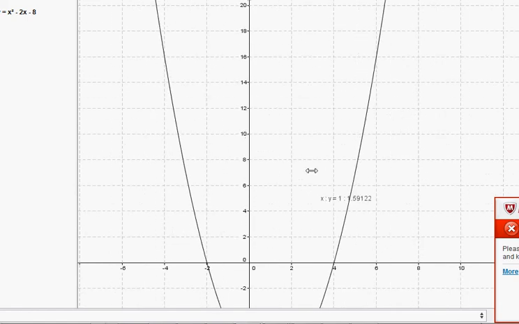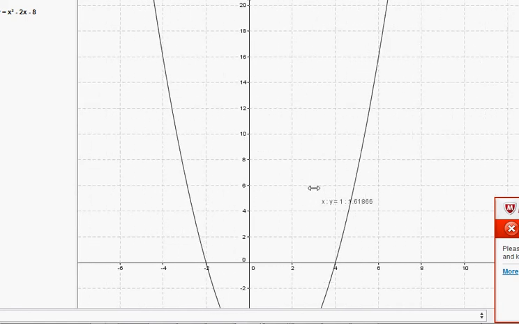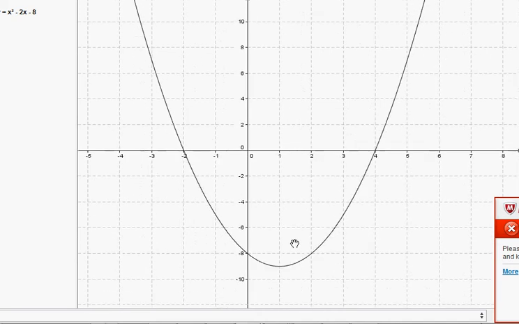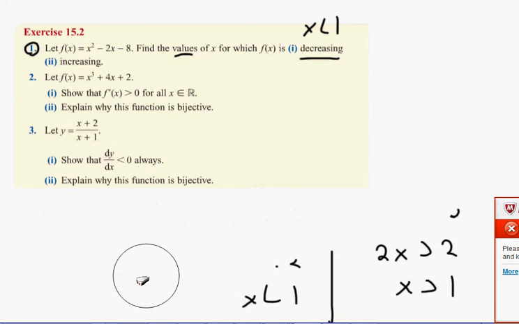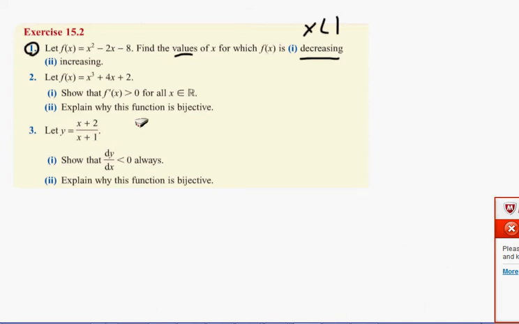Now, what you notice about either side of 1? At 1, it's turning. Anything smaller than 1, it's decreasing. Anything bigger than 1, increasing. And that's it in a nutshell. That's how it works. Okay? So, let's have a look at another one. Now, I have to explain why a function is bijective.